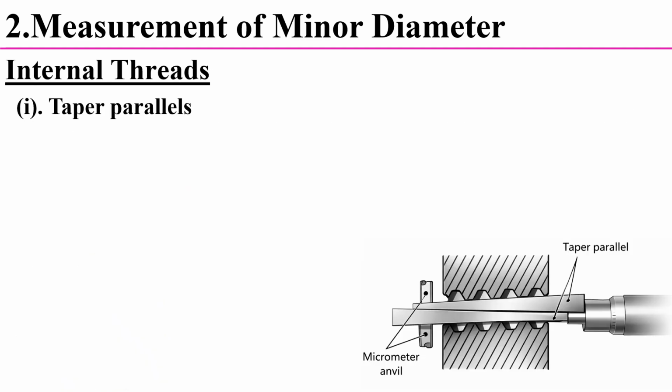Next we will discuss the measurement of minor diameter for the internal threads. There are two methods. The first one is the taper parallels. In the schematic you have to see. This is the schematic representation of the measurement of internal threads by using the taper parallels. In the schematic you have to observe, there are two wedge shaped pieces.